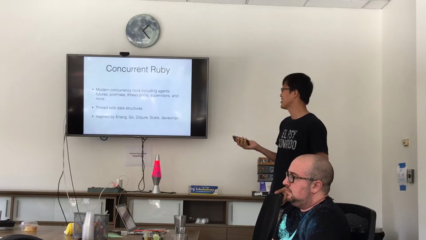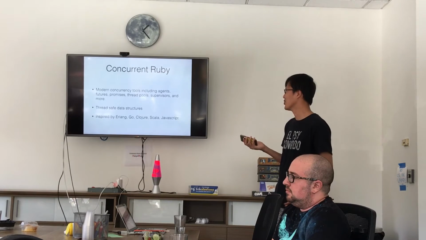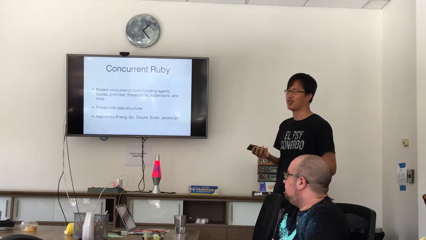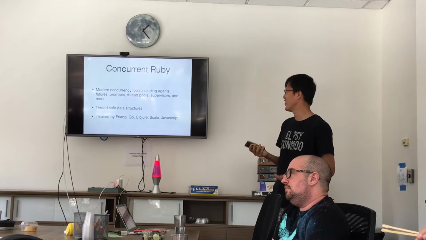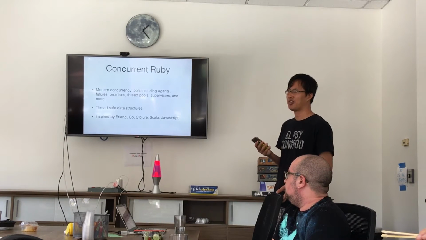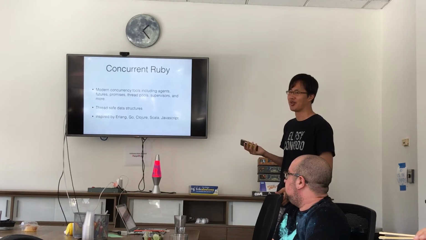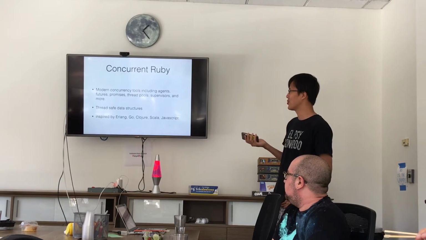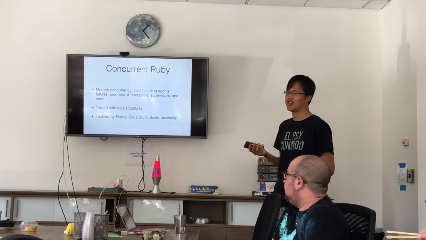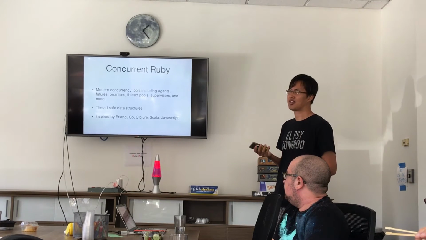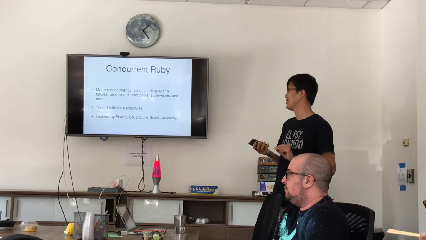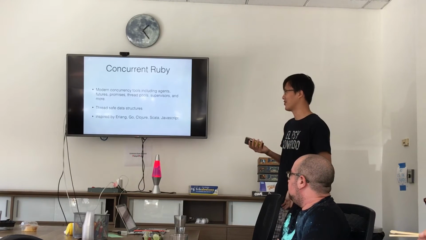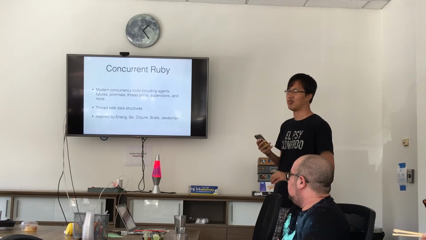So Concurrent Ruby is another modern concurrency tool. It has lots of tools, like agents, futures, promises, thread pools, supervisors, and more. They are all different concepts of concurrent programming that you can use. It also provides thread-safe data structures like map, queue, or even an integer, a thread-safe integer that you can increment. And it's inspired by lots of different languages, which include lots of models.